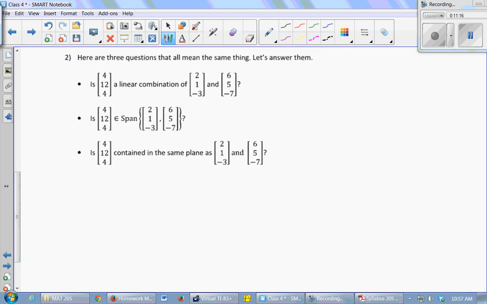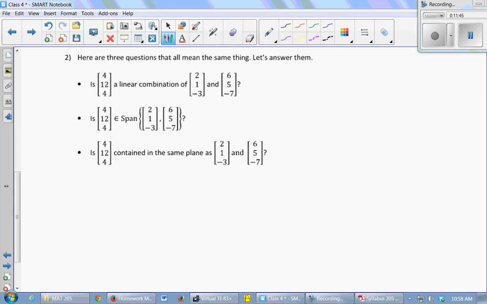All right, so here are 3 questions that all mean the same thing. Is 4, 12, 4 a linear combination of 2, 1, negative 3, and 6, 5, negative 7? Equivalently, I could ask, is 4, 12, 4 an element of the span of 2, 1, negative 3, and 6, 5, negative 7? So the span is the set of all linear combinations. So if you can show that 4, 12, 4 is a linear combination, you've shown it's in the span.